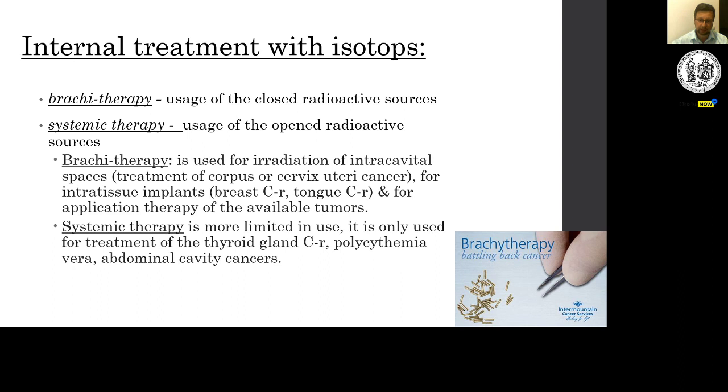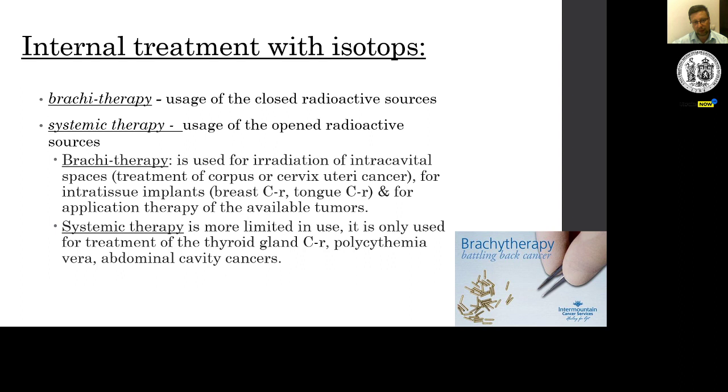We have different types of radiation therapy, and one very interesting type is brachytherapy. It's the usage of closed radioactive sources. We can see on the lower part of the slide the special radioactive seeds, which will be introduced directly into the tumor, into the organ which carries the tumor, and they will emit radiation and kill the tumor cells. Later, those seeds could be extracted.